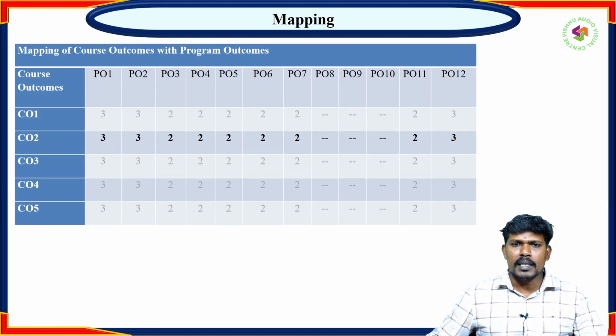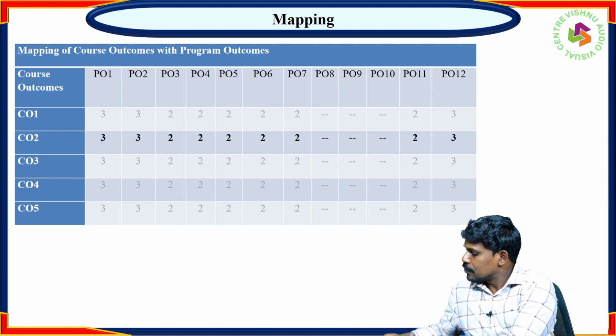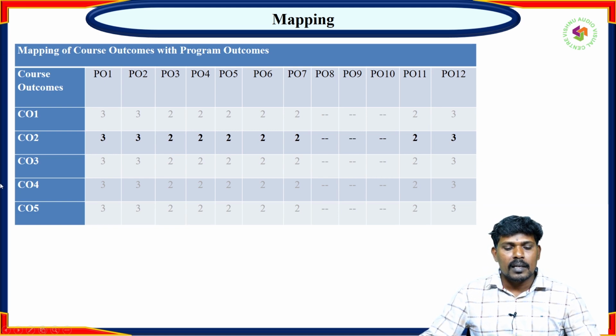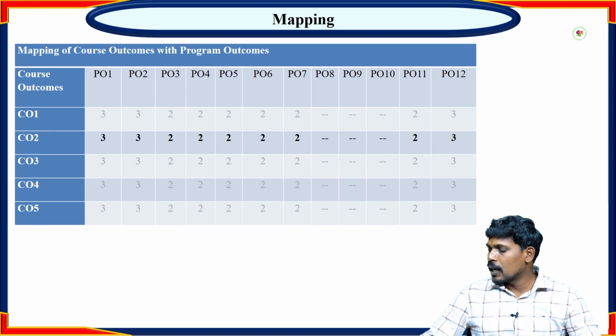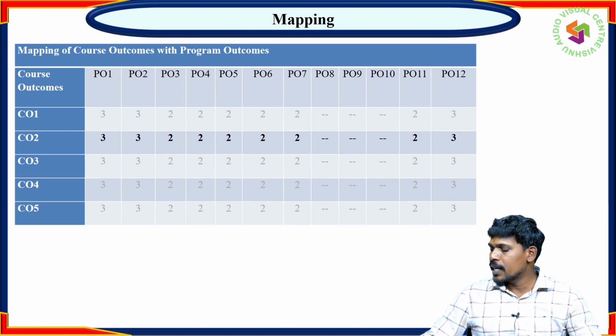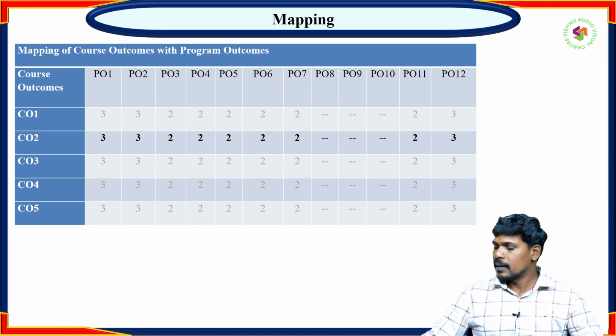So we can see here the mapping between the course outcome and program outcomes. This second unit will contribute to the engineering program outcomes. The first one is PO1, basic engineering knowledge, and it also contributes to problem analysis, 3 out of 3. PO3 is the design and development of solutions. This unit somewhat contributes to that also. PO4 is conducting investigations of complex problems, so to deal with complex related problems, this unit will also help you.